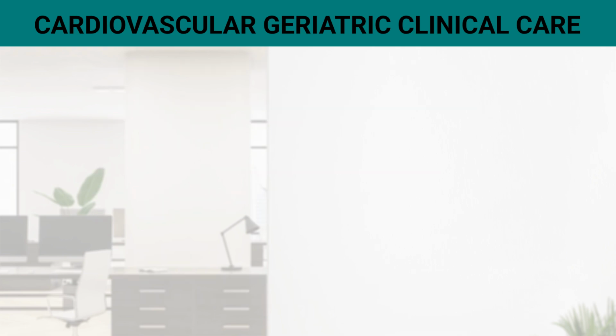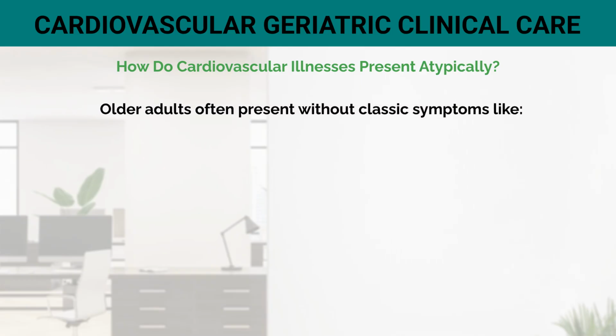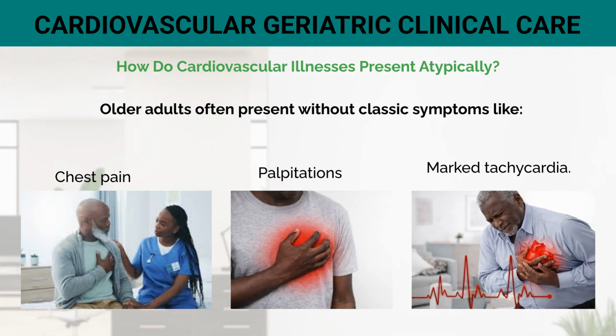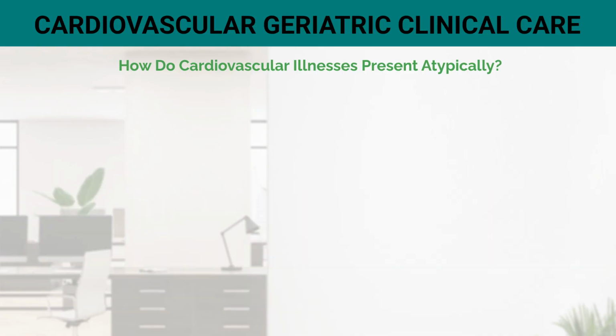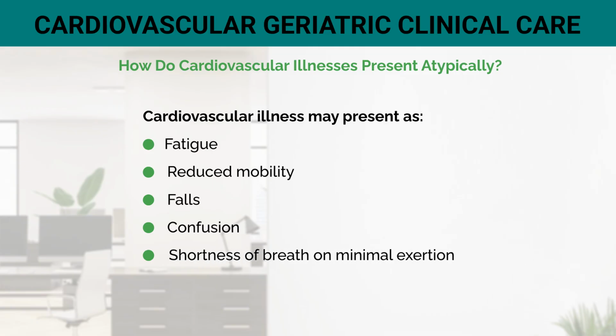Another thing to look at is how cardiovascular illnesses present atypically. Older adults often present without classic symptoms like chest pain, palpitations, and marked tachycardia. Instead, cardiovascular illness may present as fatigue, reduced mobility, falls, confusion, shortness of breath on minimal exertion.